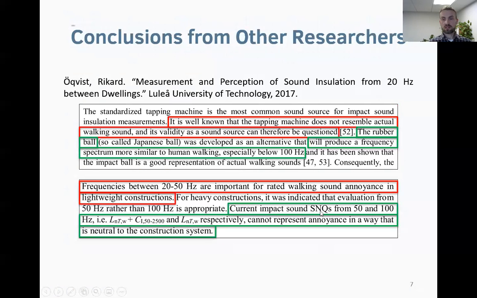Current impact sound signal noise ratings from 50 and 100 hertz, examples being the IIC, comparable in the ISO standards, or the IIC comparable with a correction that allows it to go down to 50 hertz. Even if it goes down to 50 hertz, these cannot represent annoyance in a way that is neutral to the construction system. Okay, that's something that we agree with. Just going down to 50 hertz doesn't solve it when you're using a tapping machine.